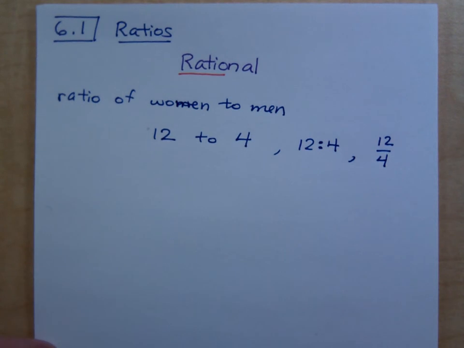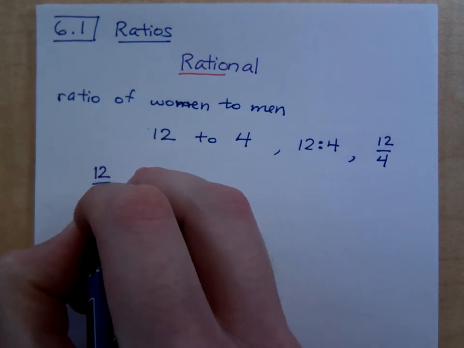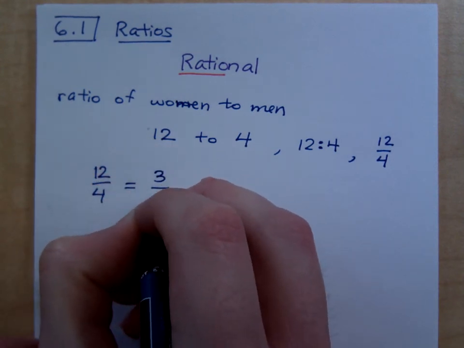But do I like 12 to 4? No. I might reduce this better and say what? How do you reduce it? Yes, to what? Right, we know that 12 over 4 is the same as the fraction 3 over 1, right?